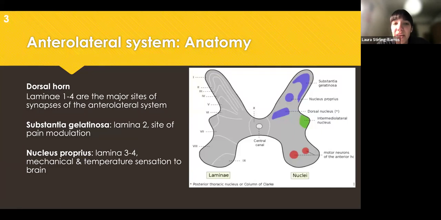And another thing you might be asked about is the nucleus proprius. Just think of it as the mechanical and temperature. But you probably don't need to know the detail of what lamina it is involved with. But it's probably important to know that the substantia gelatinosa is lamina 2, and it's important for pain modulation.